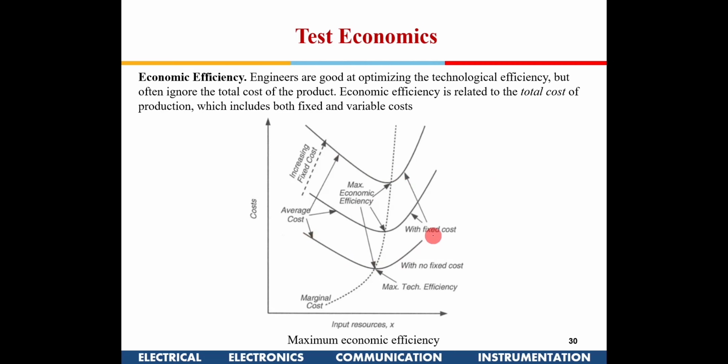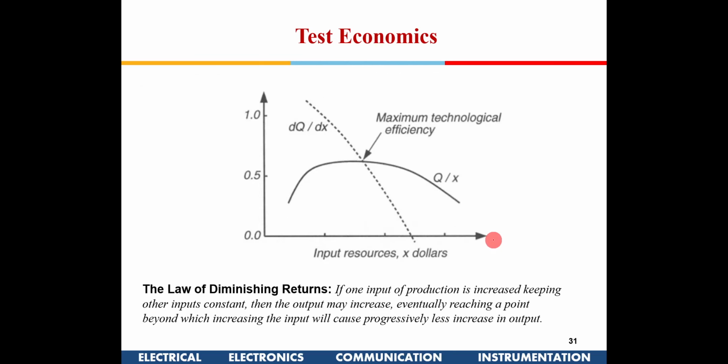Average cost with no fixed cost, this is with a fixed cost, and this is the place where the fixed cost is increasing. So you will find that as you keep increasing the fixed cost, this curve keeps going up. So this is the optimum place, which we call maximum economic efficiency.